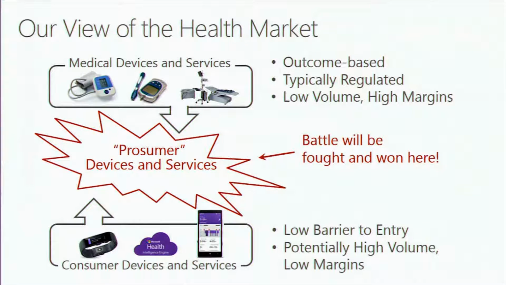The prosumer term comes from cameras. So in the camera space, you've got your point and shoot cameras, your consumer-based cameras, you've got your SLRs on the top end. And these days, you've got very high-end consumer cameras that look like SLRs or SLRs that are accessible to the consumer space. And there you get the best properties of the two. So you've got outcome-based devices and services. You might or might not be regulated, but you might be able to tackle high volume with reasonably high margins, which is the interesting thing to us.